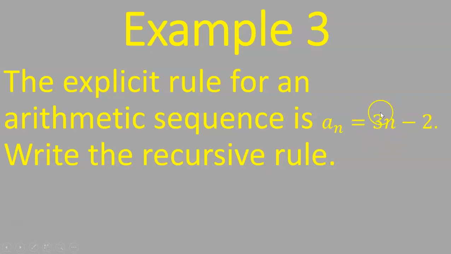And that's how you build an arithmetic sequence. You add 3 over and over. This -2 is not relevant to that. So you're going to just write the rule: a sub n equals the previous term. Again, if you see that, you know it's recursive, plus 3, and the 3 comes from that. So that's the recursive rule.